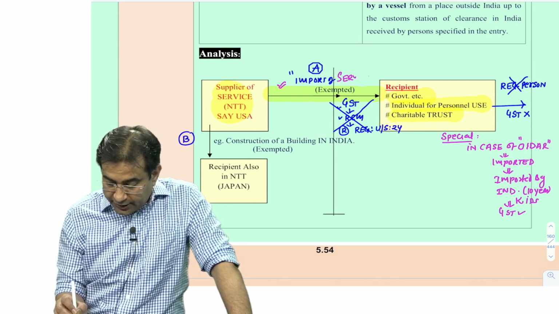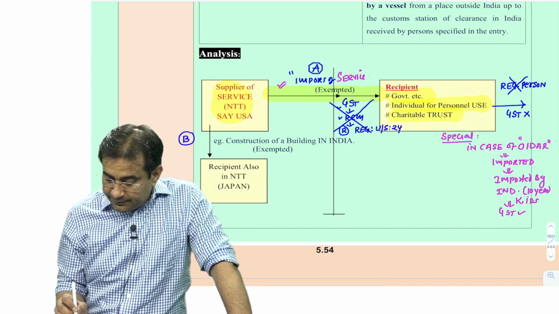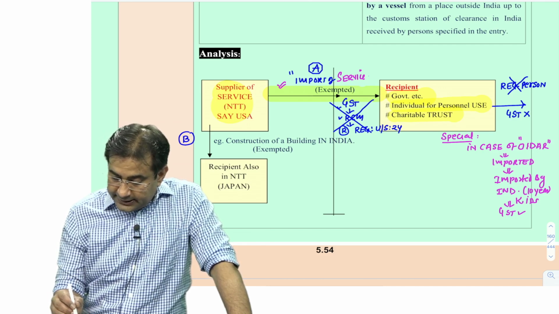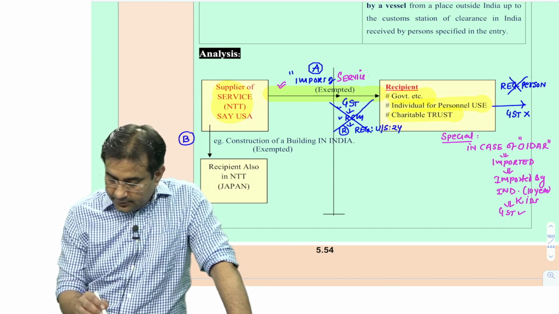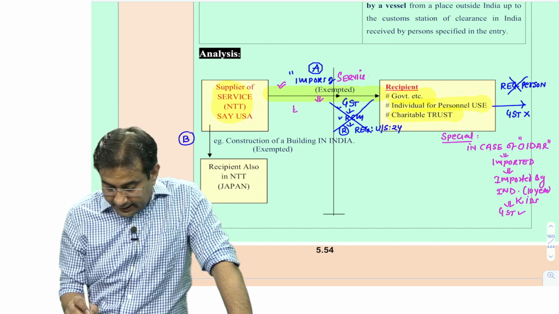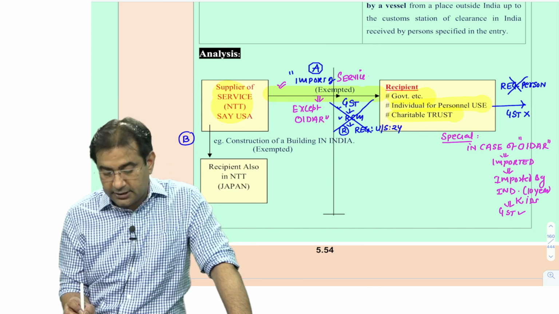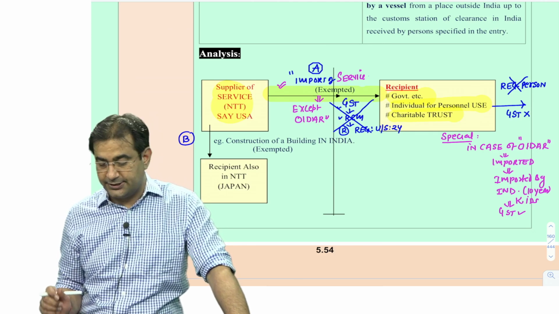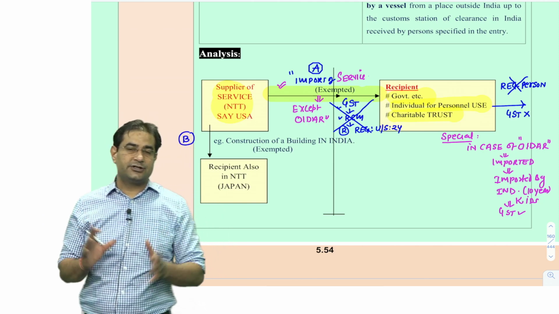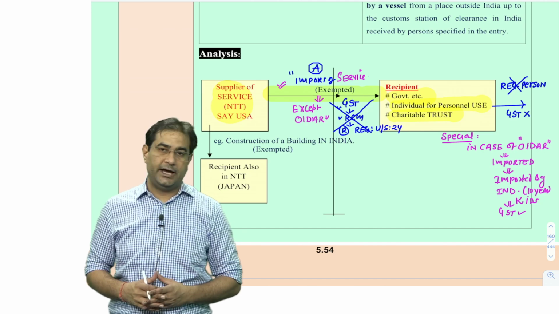So we can simply say, import of services, not supply exactly, I am talking about the exemption. Import of services is exempted, but except OIDAR. This provision is not applicable on OIDAR services. Is it clear? Yes, sir. This was the first discussion of this exemption, or it can be said as part 1 of the exemption.